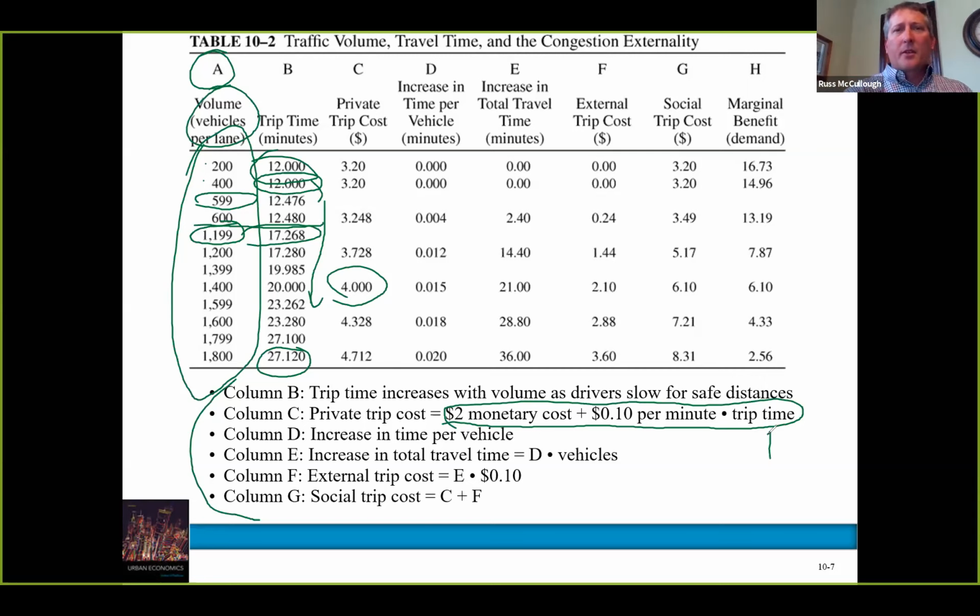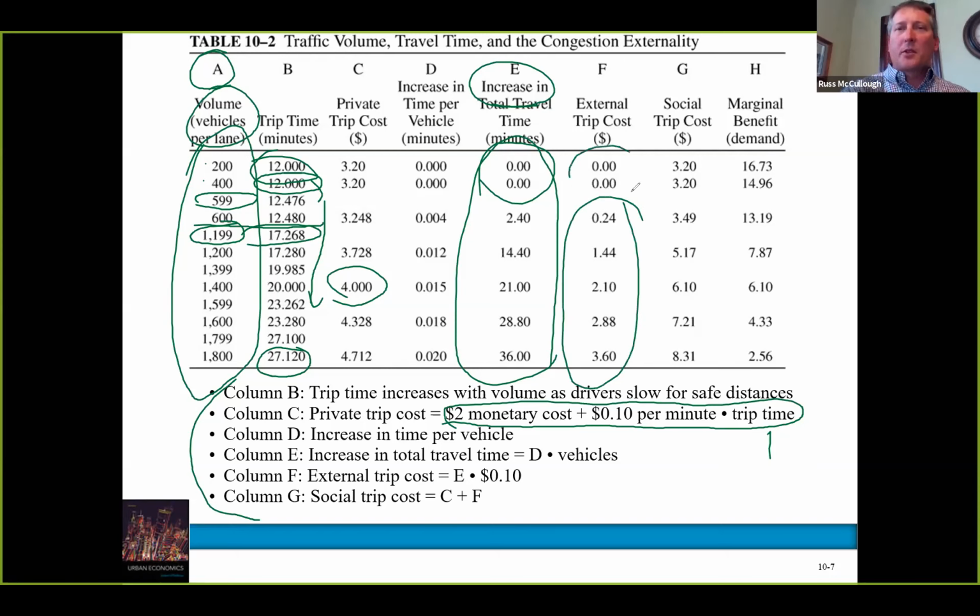And then the increased time in vehicle per minutes. So this is for each vehicle. So for D, increase in total travel time per minute. So there gives our minutes. Now this is just looking at the marginal increase. So again, it was 0 for moving from 200 to 400 vehicles. And then that starts to allow us to generate the external costs.